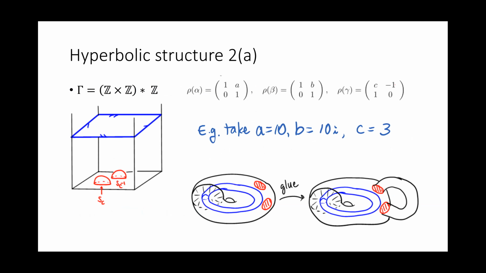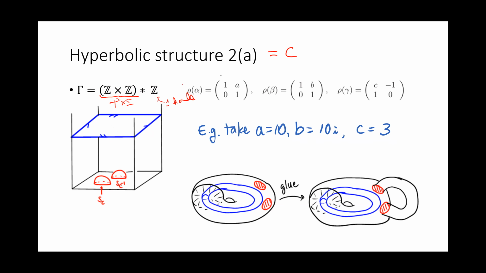Okay, second hyperbolic structure. This is on this compression body. The first thing to observe is that this has a really straightforward fundamental group. It's just the free product of Z with Z cross Z. So this corresponds to the T2 cross I bit, and then this comes from the one handle.